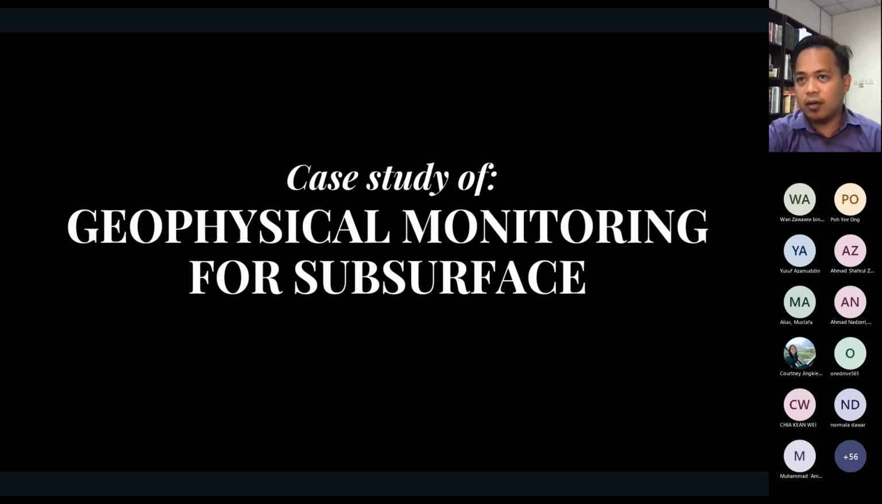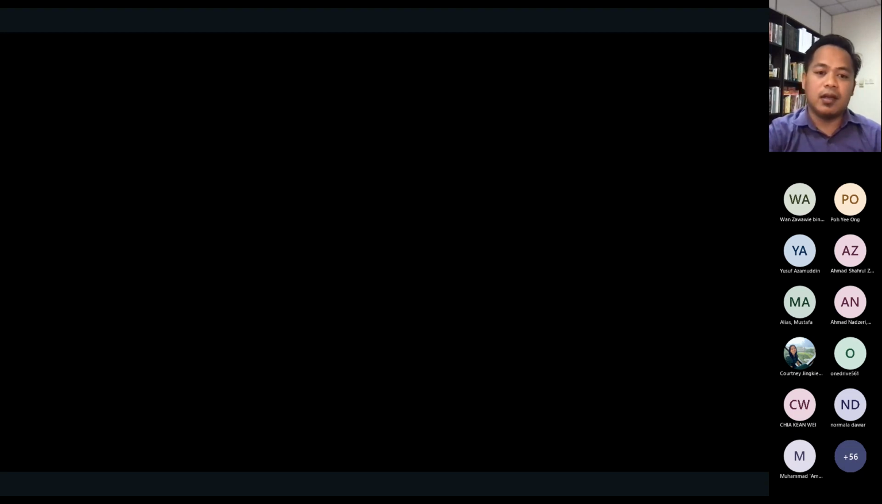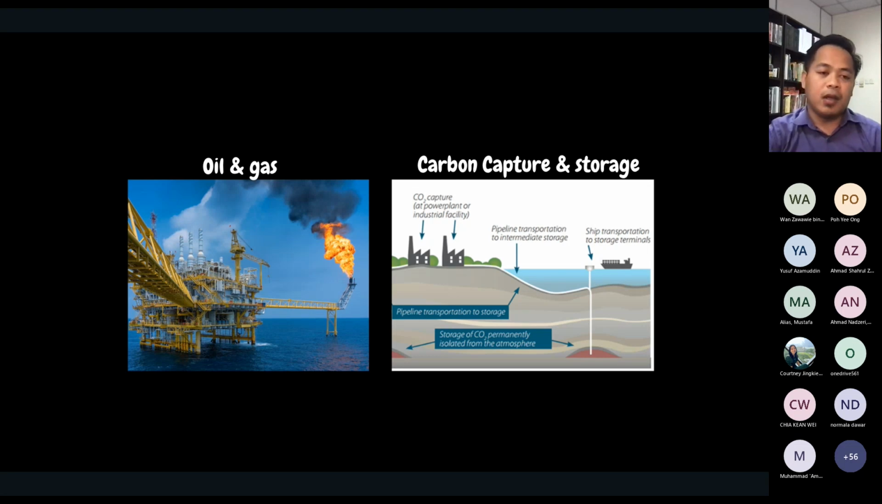if you go to seismic or the electrical method, most of these methods were developed for the subsurface, or for the big companies such as in oil and gas. Most likely this technology was developed there and then adapted to near surface applications. So, for instance, most of this monitoring is involved heavily in oil and gas and carbon capture and storage, or CCS.